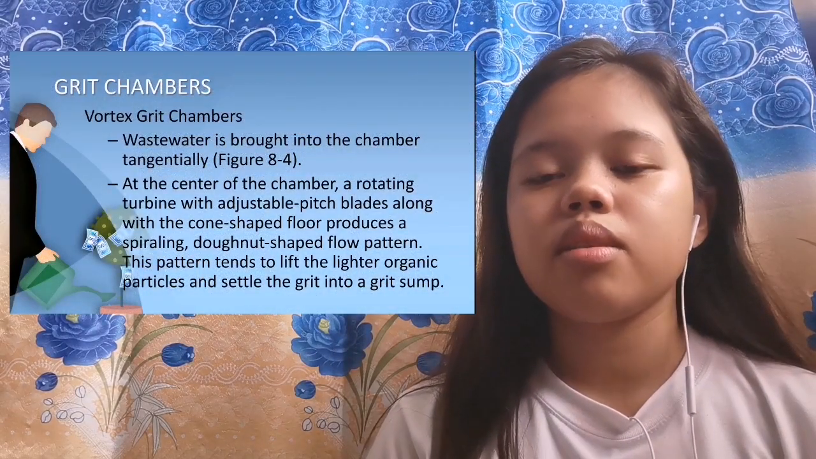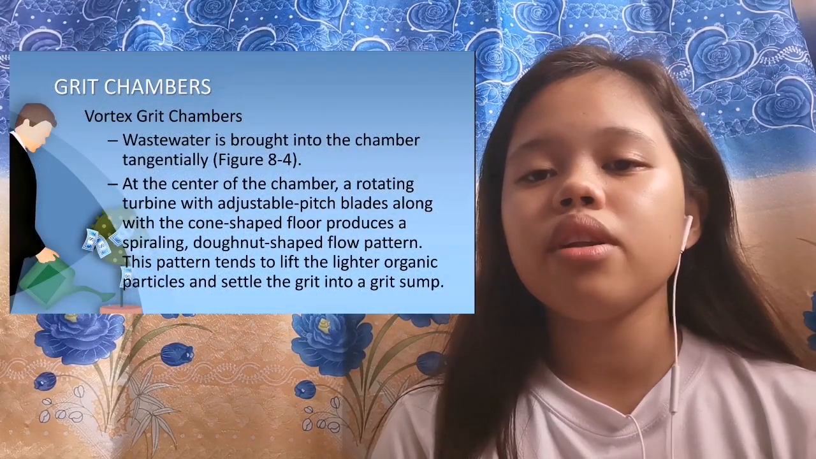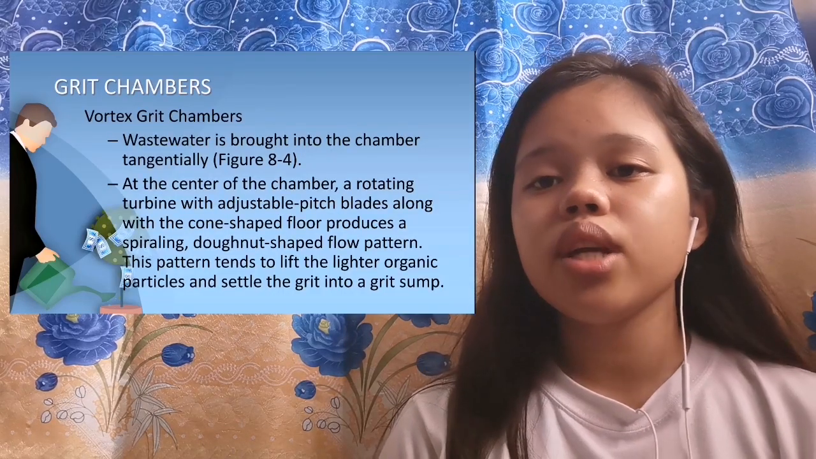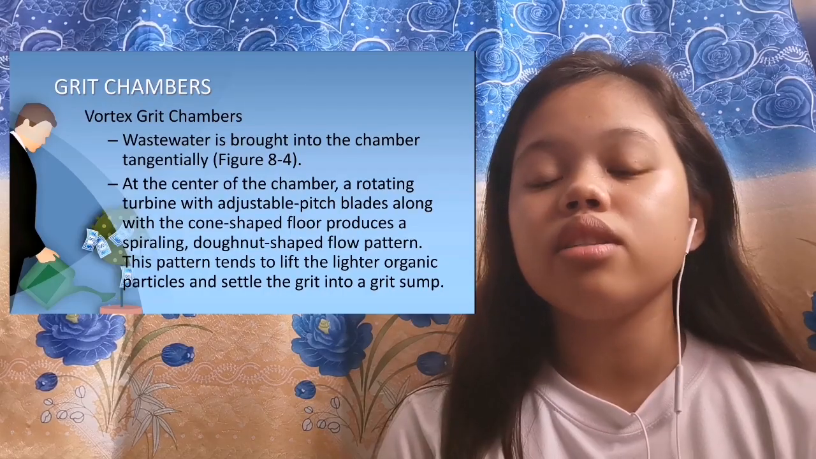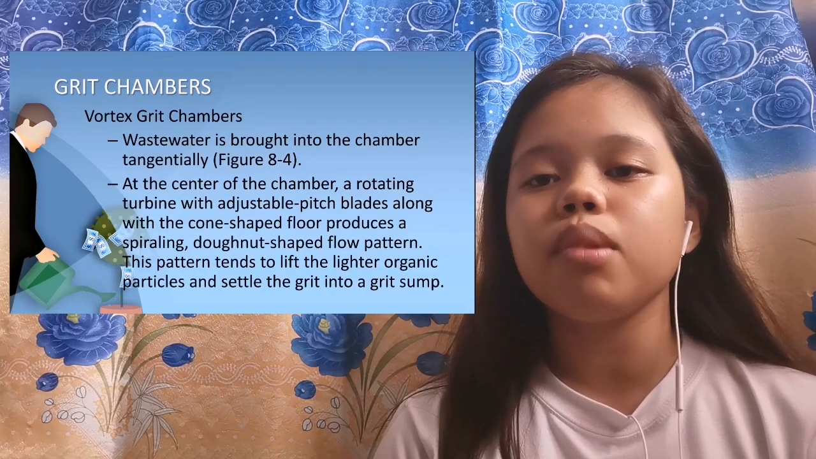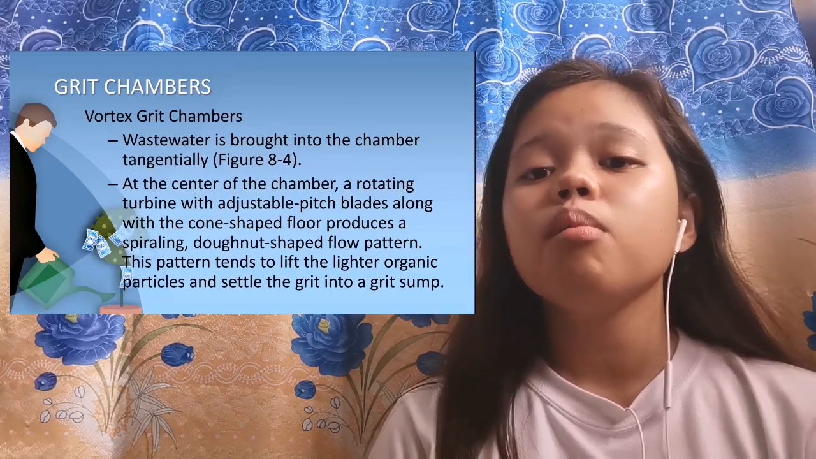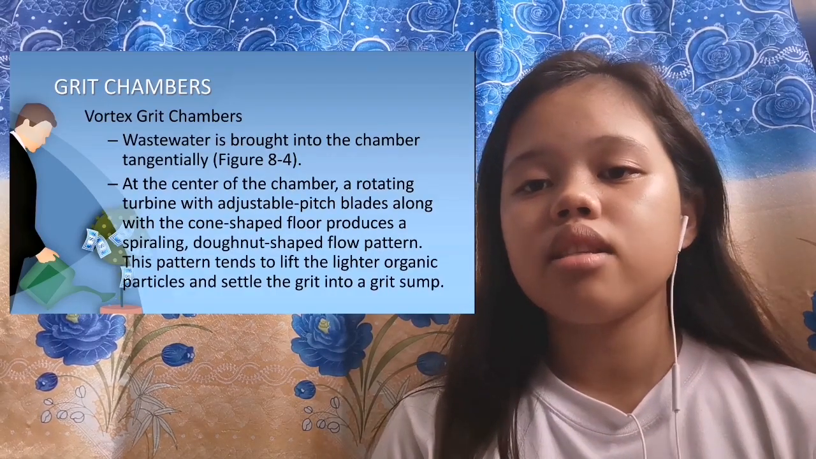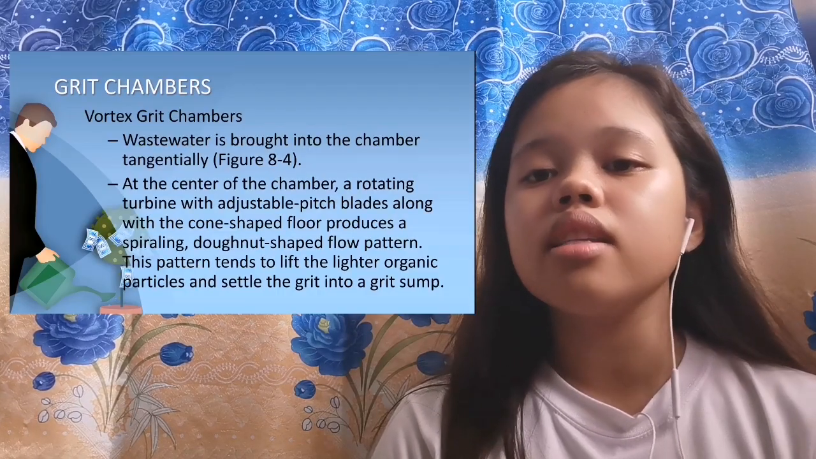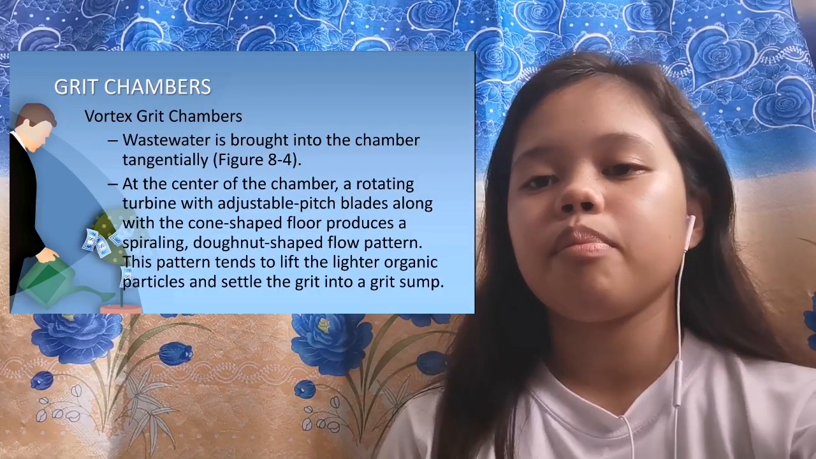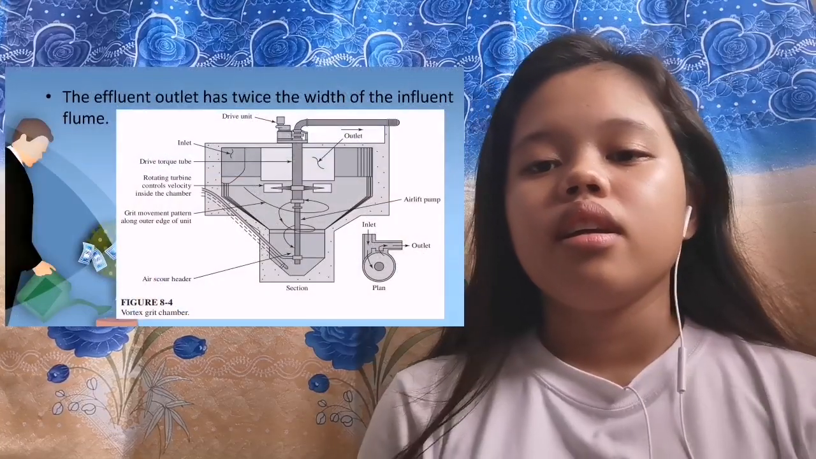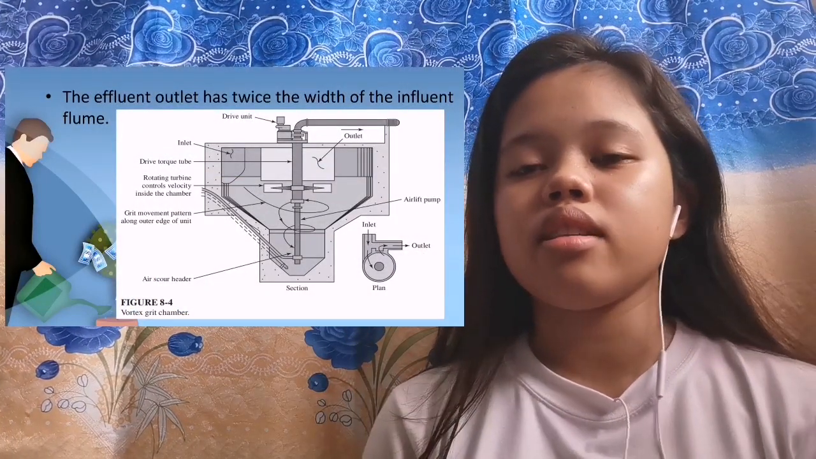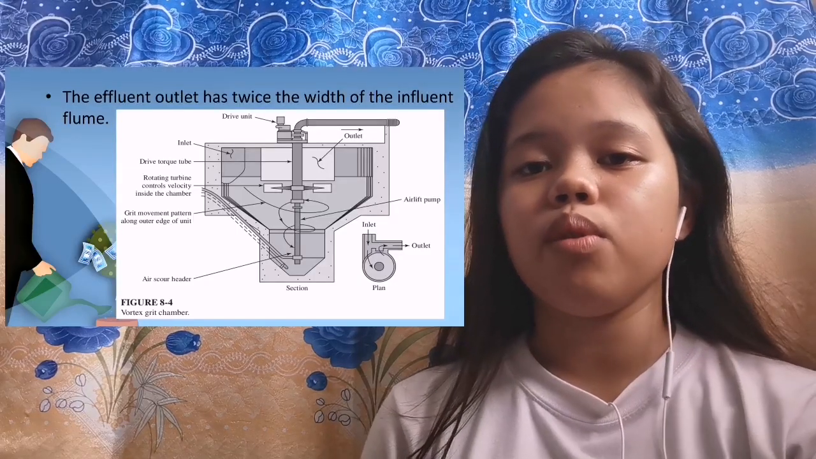Vortex grit chambers. Wastewater is brought into the chamber tangentially, as shown in Figure 8.4. At the center of the chamber, a rotating turbine with adjustable pitch blades along with a cone-shaped floor produces a spiraling donut-shaped flow pattern. This pattern tends to lift the lighter organic particles and settle the grit into a grit sump. This is a vortex grit chamber. The effluent outlet has twice the width of the influent flume.